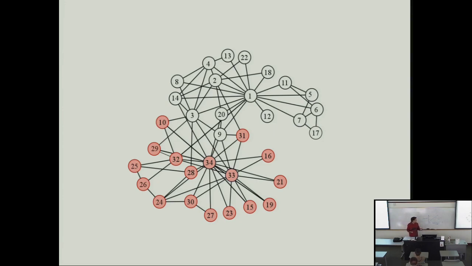So number one was heavily connected with all of his friends. Call it 34 and 33 were heavily connected with their friends, and the school split apart. Yeah, 12 just kind of hanging out. All right.